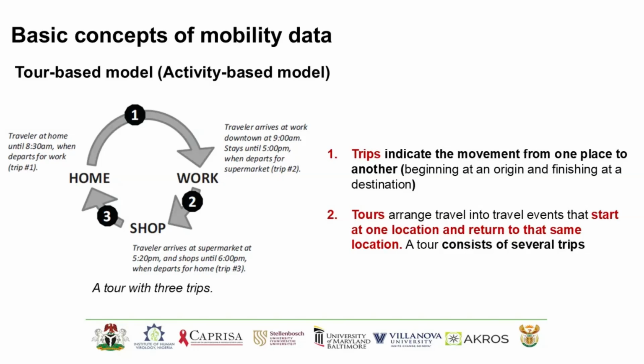On the left, you can see an example of a home-work-shop-home pattern. The traveler first leaves home for work, then stops at a supermarket after work, and finally returns home. That sequence, 3 trips in total, forms one complete tour. Tour-based models or activity-based models capture not only where people go, but also why and when they travel, providing a much more comprehensive understanding of daily mobility behavior.